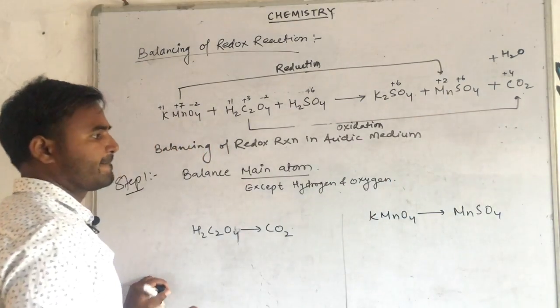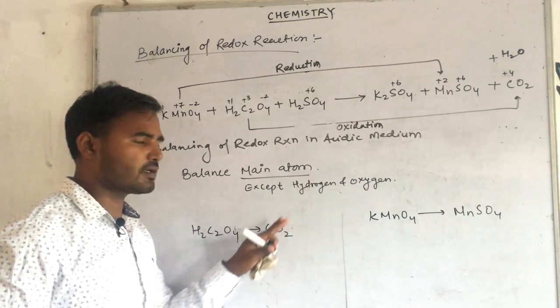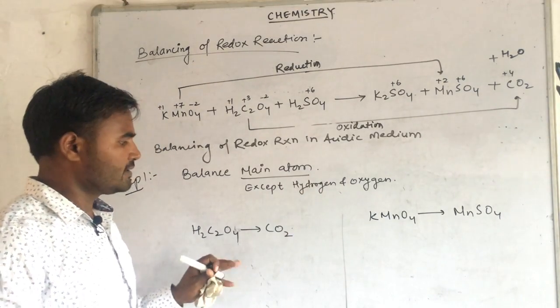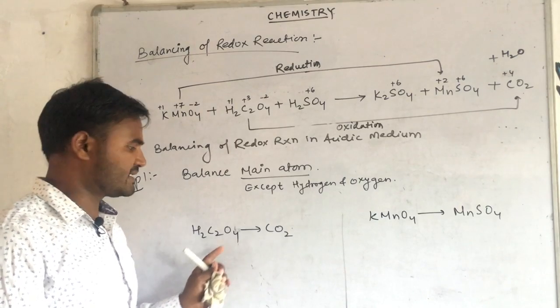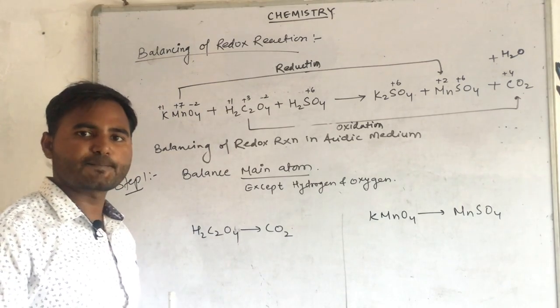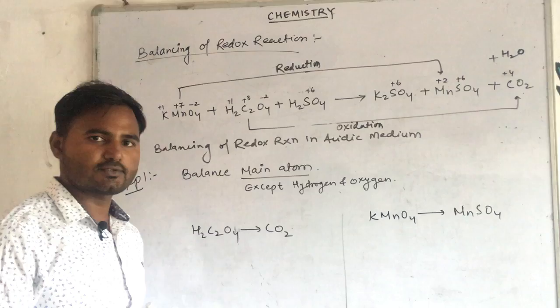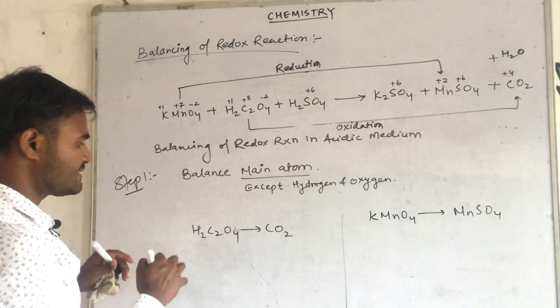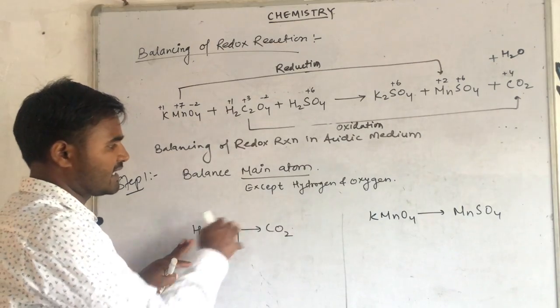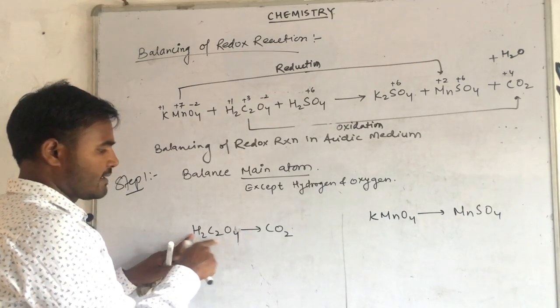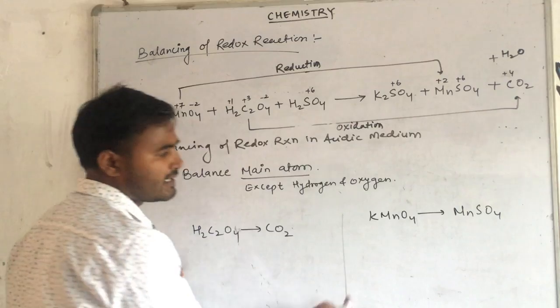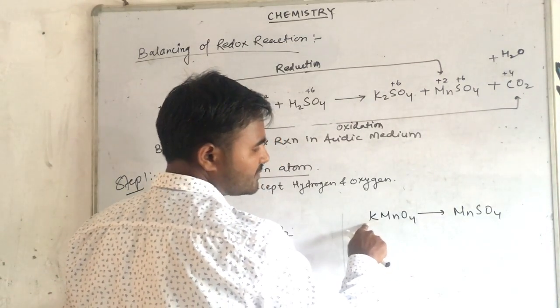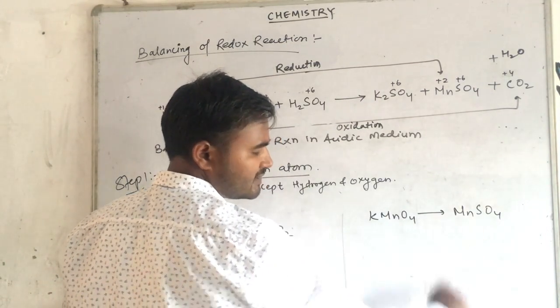That means हाइड्रोजन को छोड़कर और ऑक्सीजन को छोड़कर जो भी एटम्स प्रेजेंट हैं रिएक्शन में दे विल बी मेन एटम. So we have to just balance these main atom. In this reaction, in this half, oxidation half, main atom is carbon and this manganese, potassium, manganese, sulfur.